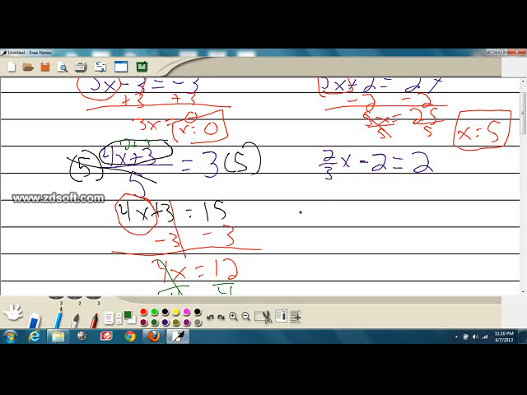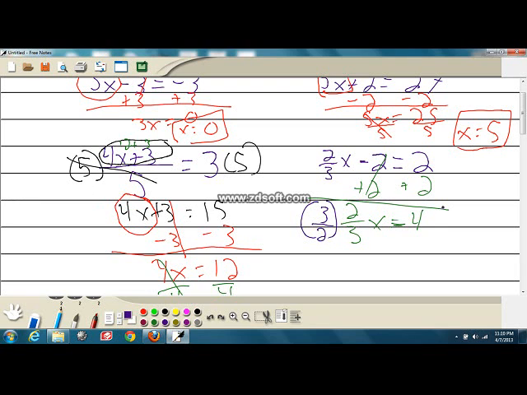Now the next one: 2/3 x minus 2 is equal to 2. The first thing you did, I'm pretty sure, was add 2 to both sides. So you were left with 2/3 x is equal to 4. Now, hey, this looks a lot like the last example. You are 100% correct. So hopefully you multiplied by the reciprocal, or you just flipped this. What you do to one side, you do to the other. So 3's cancel 3's, 2's cancel 2's, and you're left with the x.